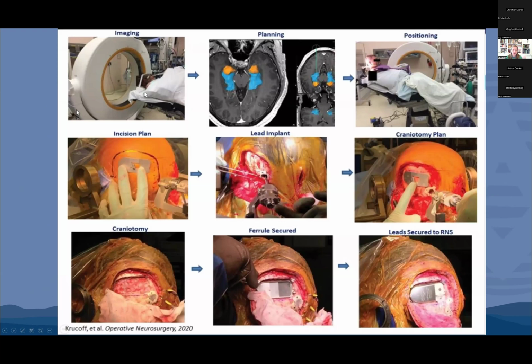So the steps basically, in our hospital, we use an O-arm. This is an article I found online that had nice pictures. You're going to do your ROSA or your other planning, position the patient and figure out exactly where you're going to put your craniotomy using the RNS template, the ferrule template, as a guide. You're going to place your leads. If you can do them all through that same site, that's nice. If you're doing contralateral, then you'll just make sure you tunnel them across. After you place all of your leads, you do the craniotomy, secure the ferrule tray in place, and then you pop in the generator and connect it to the leads.